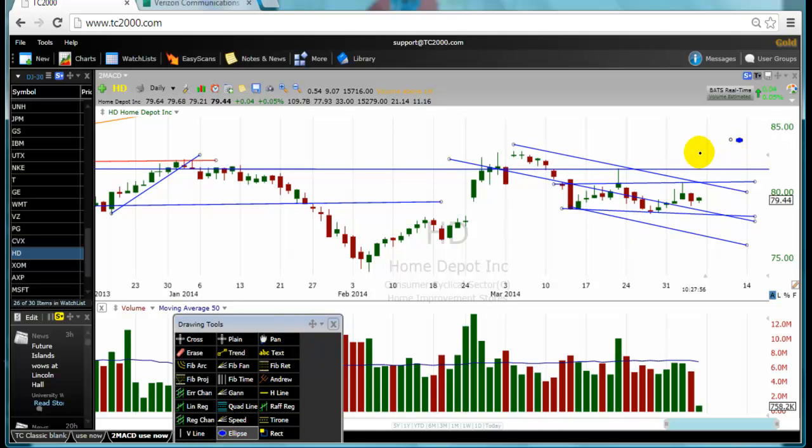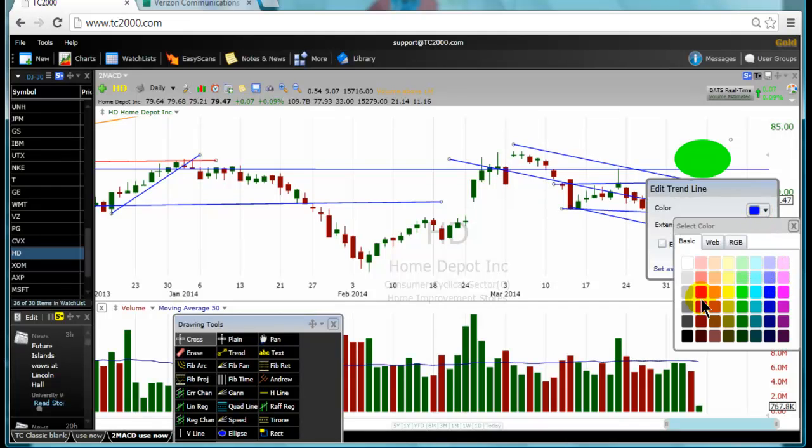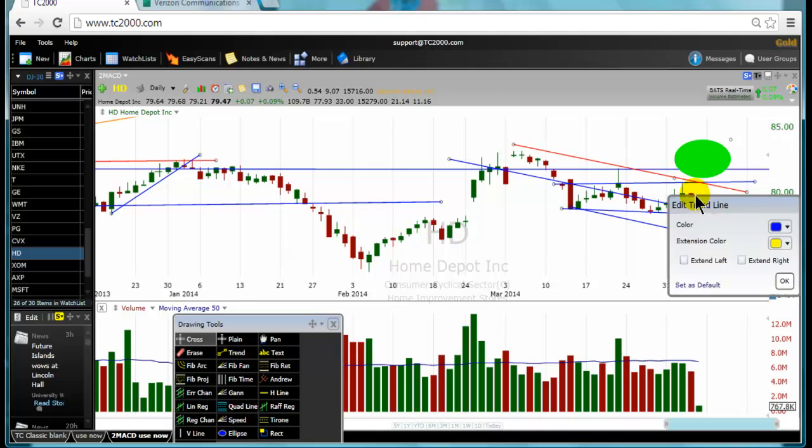It's my choice, but I can see this line. If I color this one in red, okay, and the other one into pink. All right, to please the ladies.